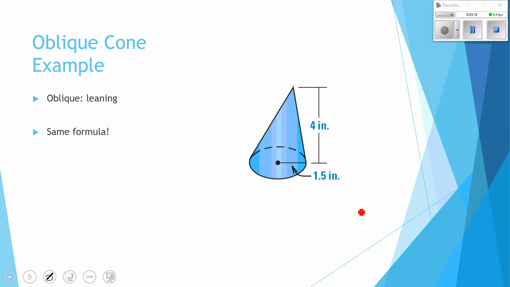So you might also have an oblique cone. So if you see right here, you would expect the height to go up right here and the vertex to be right here. Oblique is a fancy way of saying it's leaning, and you'll see this with cylinders as well. It's leaning. However, it's the same formula.